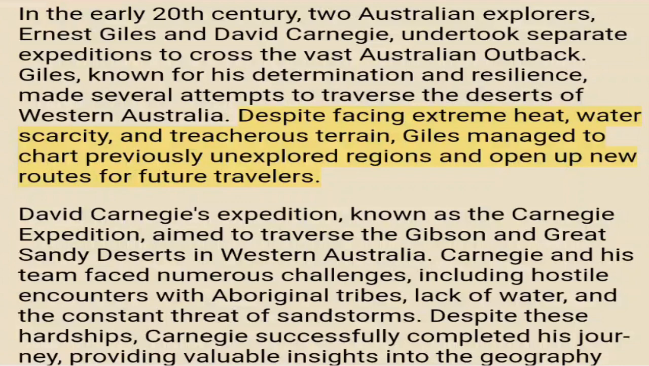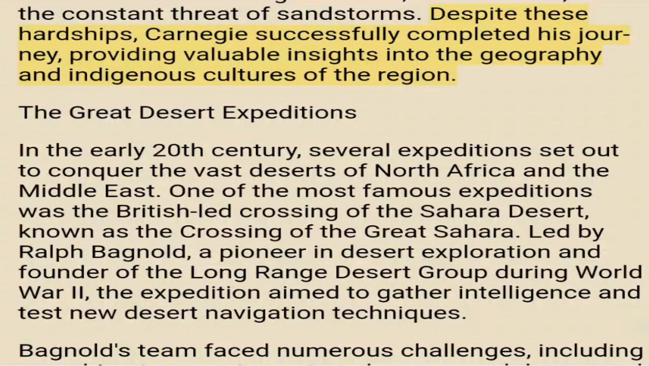David Carnegie's expedition, known as the Carnegie Expedition, aimed to traverse the Gibson and Great Sandy Deserts in Western Australia. Carnegie and his team faced numerous challenges, including hostile encounters with Aboriginal tribes, lack of water, and the constant threat of sandstorms. Despite these hardships, Carnegie successfully completed his journey, providing valuable insights into the geography and indigenous cultures of the region.